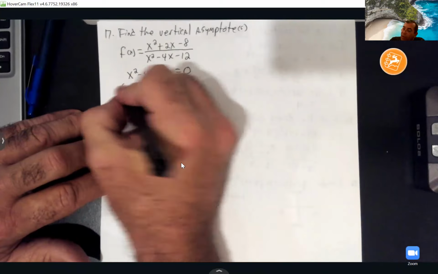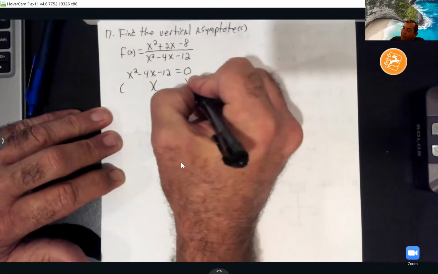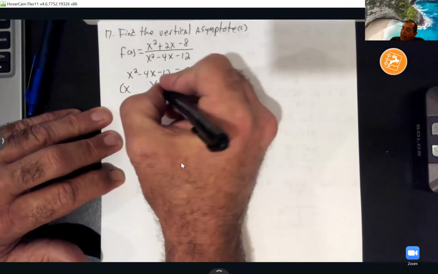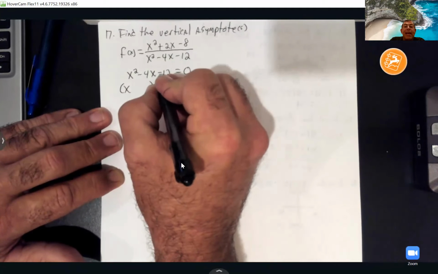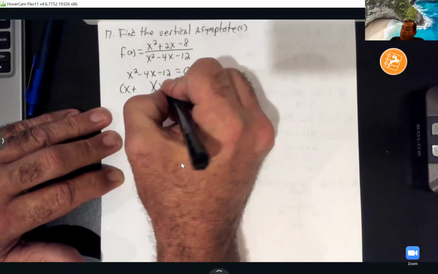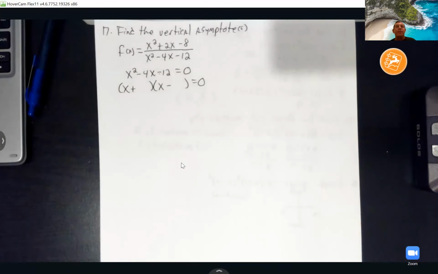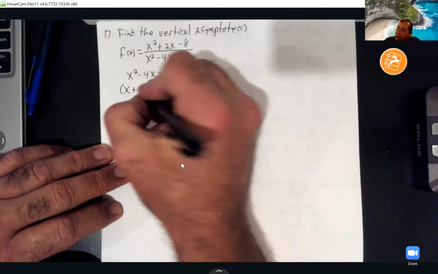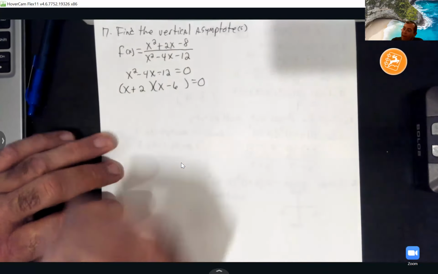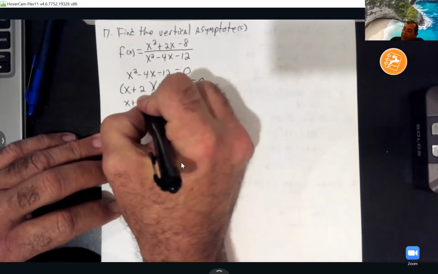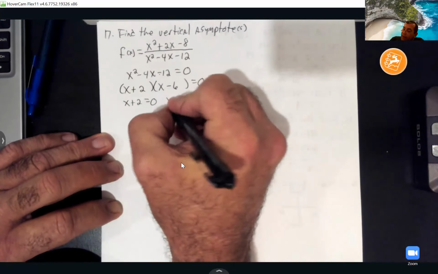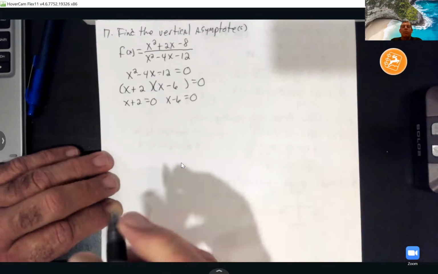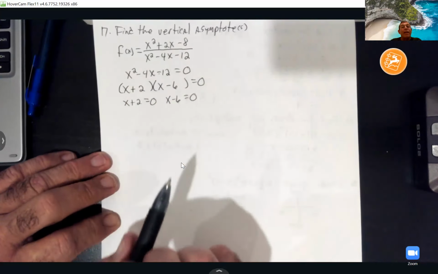And y'all, guess what? We get to factor this one. So x squared is an x and an x. The last sign's negative, so one's positive, one's negative. All right, y'all, factors of 12, that'll give me a 4. x plus 2, x minus 6. So plus 2, minus 6, perfect. And y'all, let's just solve those and get these. Once we solve this, we'll have our 2 vertical asymptotes.